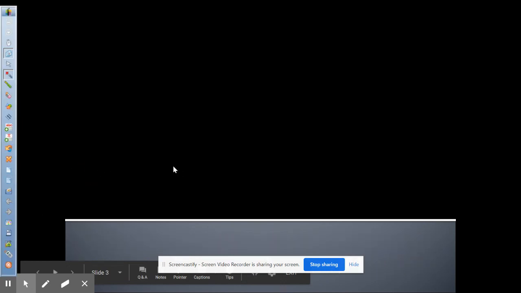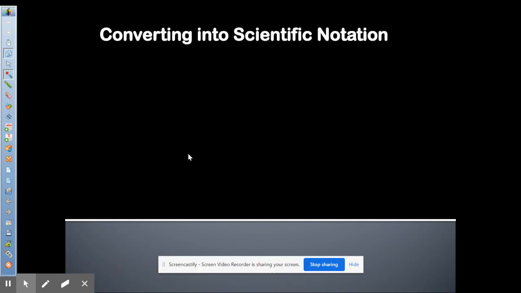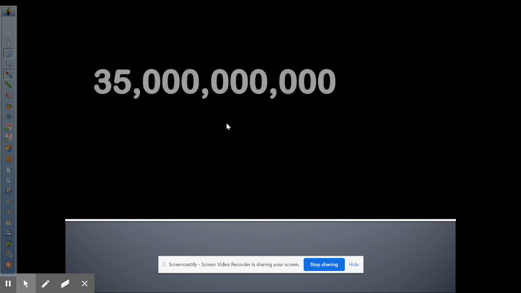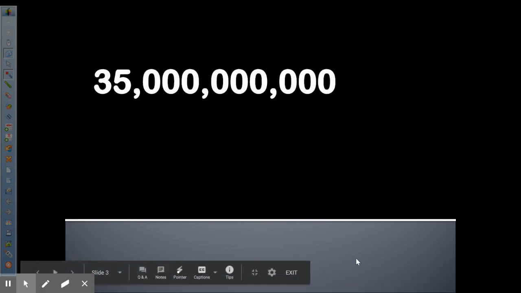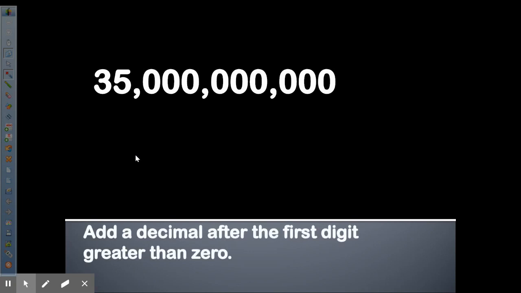Moving on. So now I want to show you guys how to convert a number from standard form, which is how we typically write numbers, into scientific notation. All right, so we have 35 billion. And we're going to add a decimal after the very first digit greater than zero. So we read numbers like we read words. We always go left to right. So our very first digit that's greater than zero is the very first number, this 3. So we're going to add a decimal behind the 3.